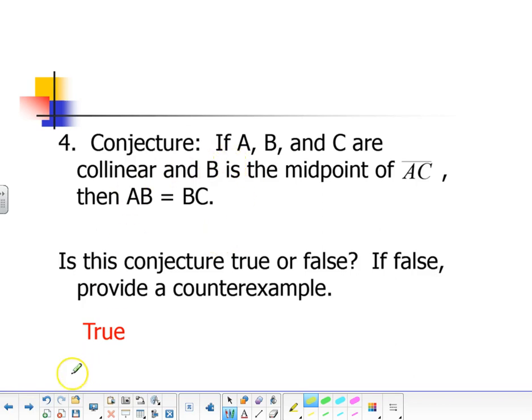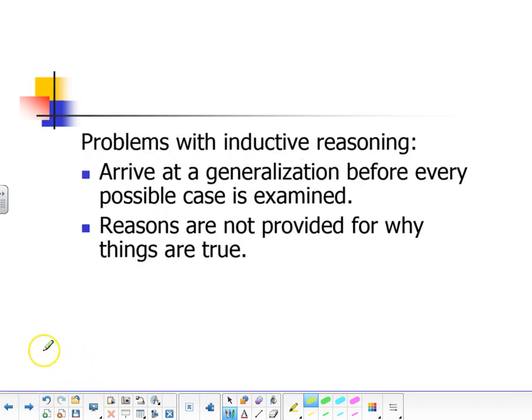So what we're getting at here a lot of times in these examples is the importance of being very specific with our definitions. So the problems that arise with inductive reasoning: we arrive at generalizations before every possible case is examined, and reasons are not provided for why things are true. Okay, so we're just making an observation and then a conjecture instead of giving a reason to support that. And so that's why we're not going to do a lot of inductive reasoning. We're going to do a lot of deductive reasoning, which is going to include reasons.